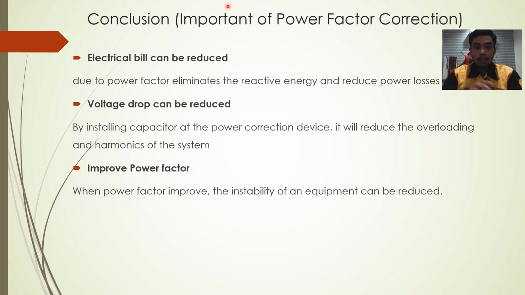The second point is that voltage drop can be reduced. When we install the capacitor for power factor correction, it will reduce the overloading and harmonics of the system. And last but not least, it can improve the power factor, which is the biggest point. When the power factor is improved, the instability of the system or the components can be reduced. In other words, there will be no failure. It will reduce failures and the system will be stable.